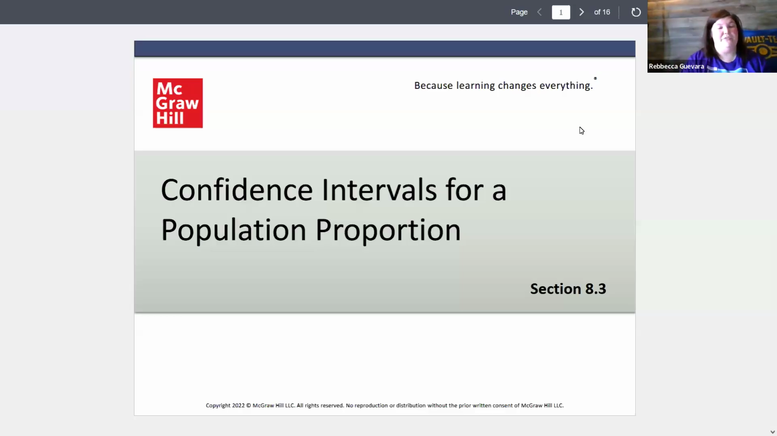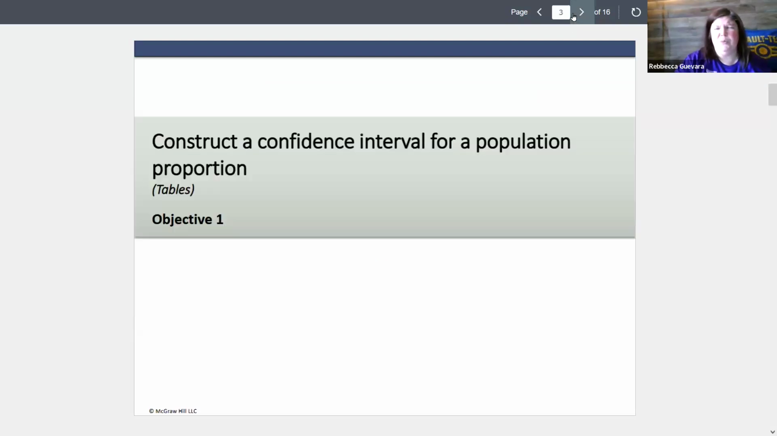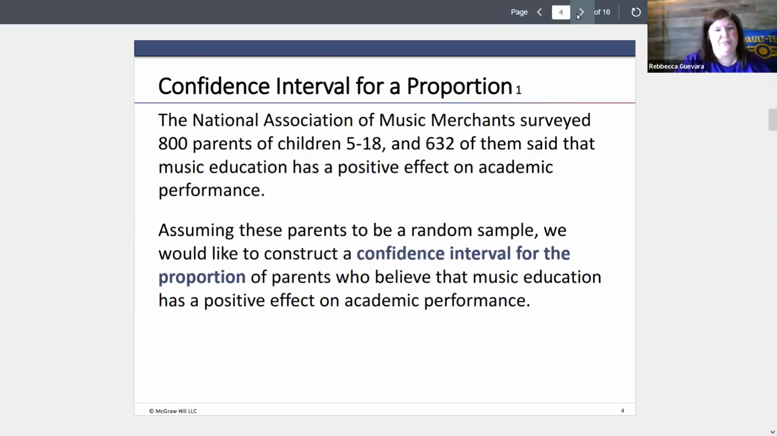So continuing with confidence intervals, we don't always construct confidence intervals around means. Sometimes we construct them around other things as well. In this case, it's going to be a population proportion. We had talked about population proportions before. We were talking about their distributions earlier.